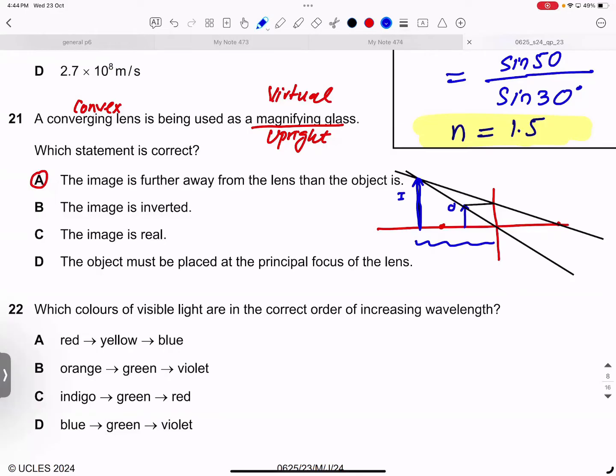Option A. They're saying the image is inverted. No. A magnifying glass image is upright. Is it real? No. It is virtual. Object must be placed at focus? No. It should be between focus and lens. So all other options are wrong. Option A is right. Question number 22.